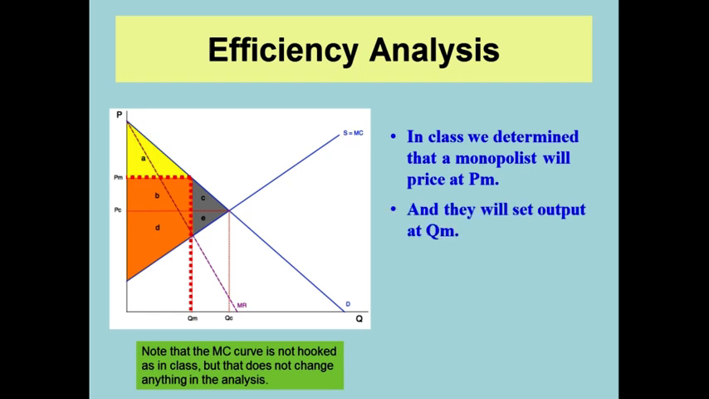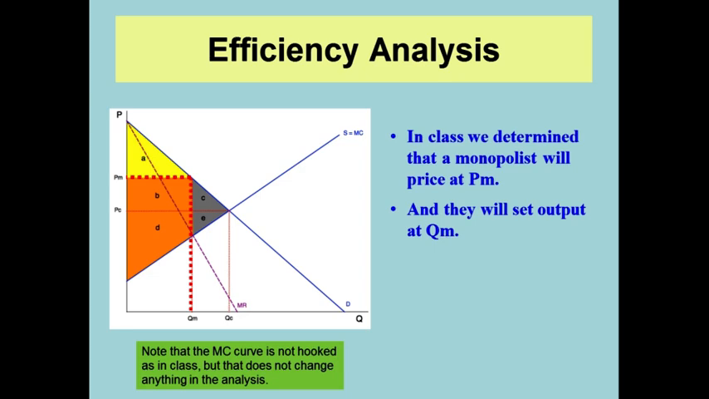And we said that QM will be its output. So the monopolist, when it profit maximizes, remember the shortcut rule, they're going to produce where marginal revenue equals marginal cost. Dotted line goes through there. Set output at QM, go up to the demand curve and over to get price, PM. All right, that should be review.